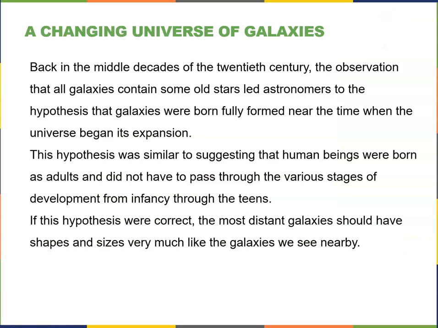So the observations that all galaxies contain some old stars led astronomers to the hypothesis that galaxies were born fully formed near the time when the universe began its expansion. This hypothesis was similar to suggesting that human beings were born as adults and did not have to pass through time to develop from infancy through teens. If this hypothesis were correct, the most distant galaxies should have shapes and sizes very much like the galaxies we see nearby, and we do not see that.